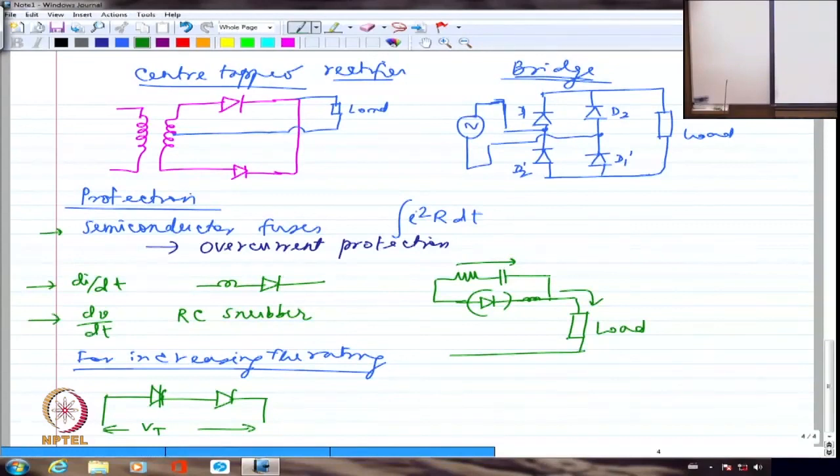If it is conducting, I don't have to worry much, because while conducting it is going to have a drop of a few volts. So there will not be very large voltage coming across the devices. But when it is not conducting, if I'm going to have plus here and minus here, I'm going to have the entire voltage borne by these two devices together.